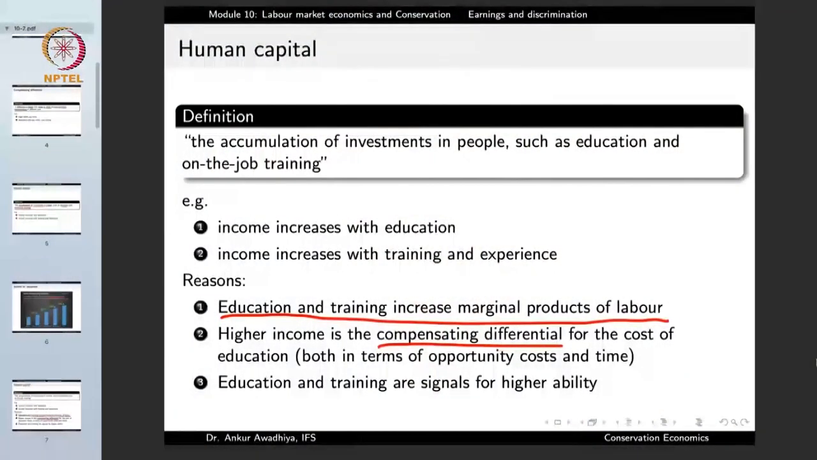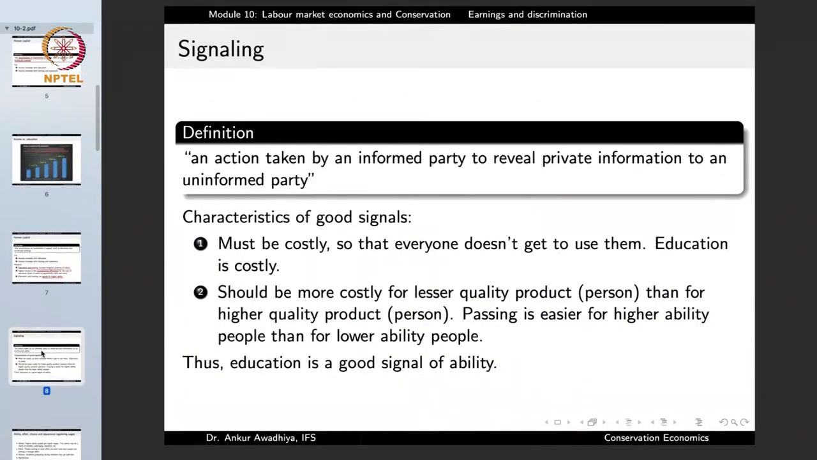And the third reason is that education and training are signals for higher ability. So what is a signal? Signaling is defined as an action taken by an informed party to reveal private information to an uninformed party. Signaling is an action taken by an informed party, which means that when we talk about a person who is getting into an employer relationship with an employee.